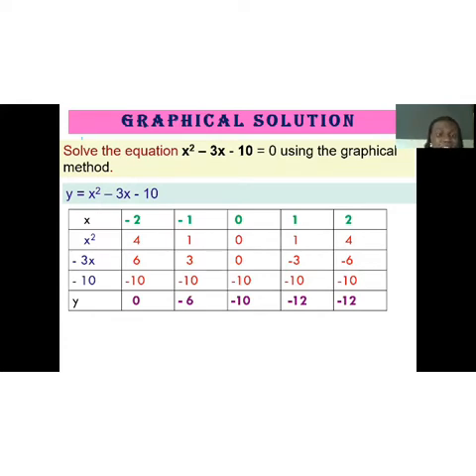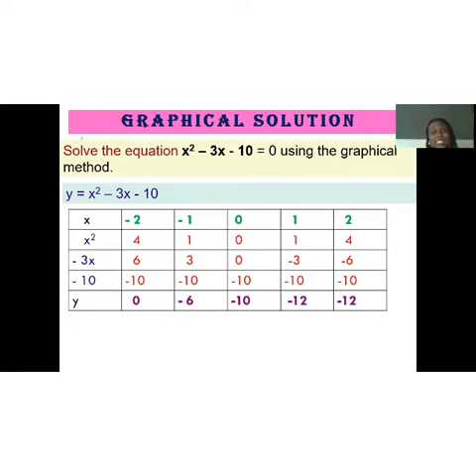So let's start with minus 2 now. For the column for minus 2, we're going to add 4 plus 6 minus 10. We'll get 0. Next one, 1 plus 3 minus 10. We'll get minus 6. 0 plus 0 minus 10. We'll get minus 10. 1 minus 3 minus 10. We'll get minus 12. And 4 minus 6 minus 10, we get minus 12. So that's how we arrive at the terms in purple, which stand for y.